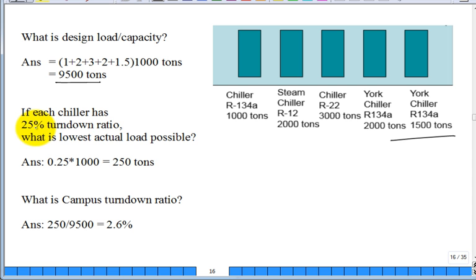If each chiller has a 25% turn down ratio, what's the lowest actual load possible? Well, you would say, give me the smallest chiller, here's 1,000, and give me 25% of it, 250 tons. So what's the campus turn down ratio? All the way from 100% down to 2.67 or 2.6%. That's pretty good. So it can match the load.